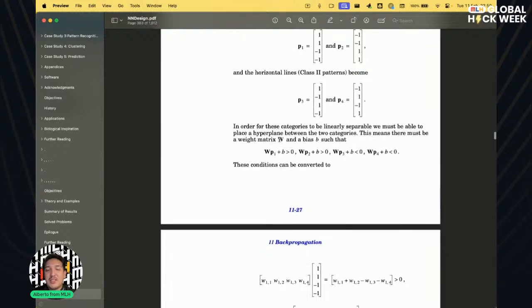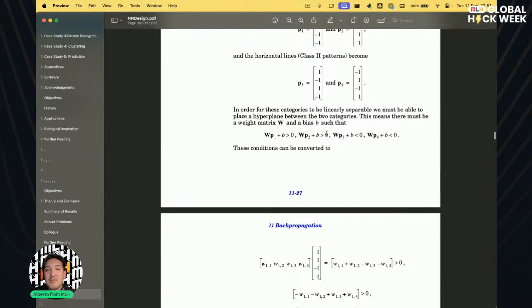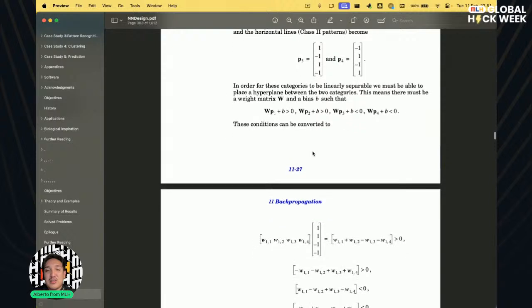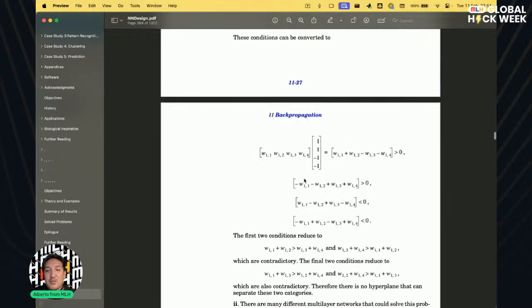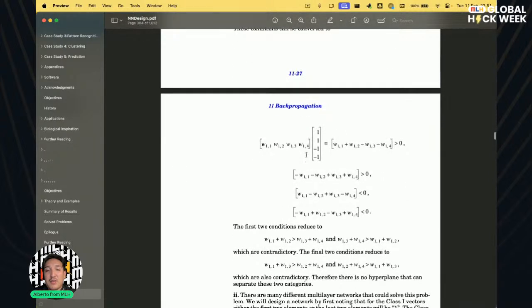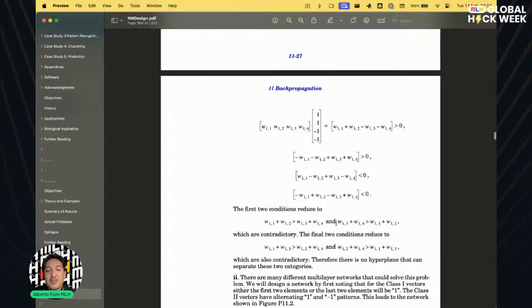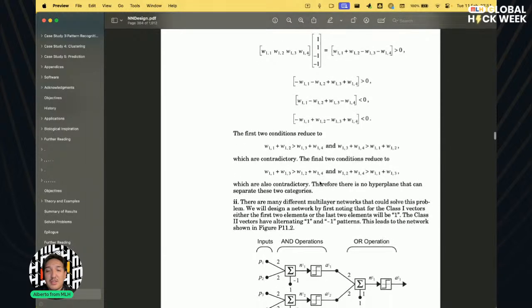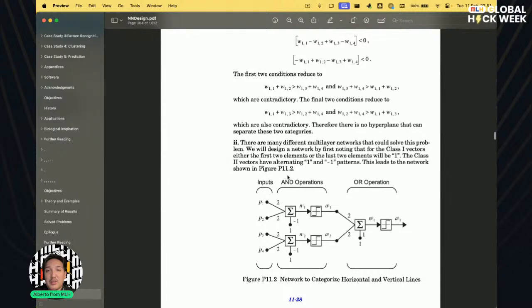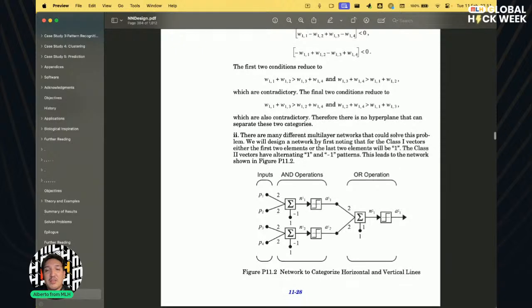In order for these categories to be linearly separable, we must be able to place a line between the two categories. This means there must exist a weight matrix and bias such that these conditions hold, which can be converted to multiplication of the matrix. The first two conditions reduce to a statement which is contradictory. The final two conditions reduce to this, which is also contradictory. Therefore, there is no hyperplane that can separate these two categories.